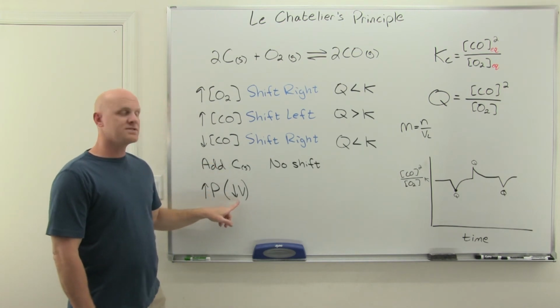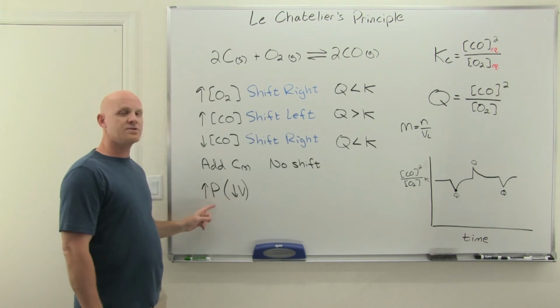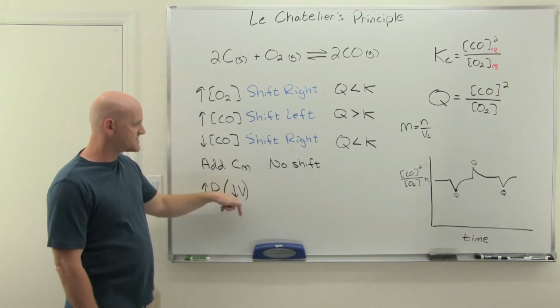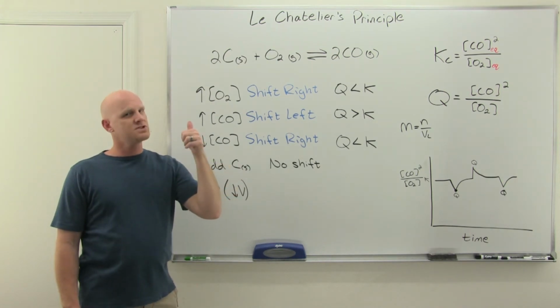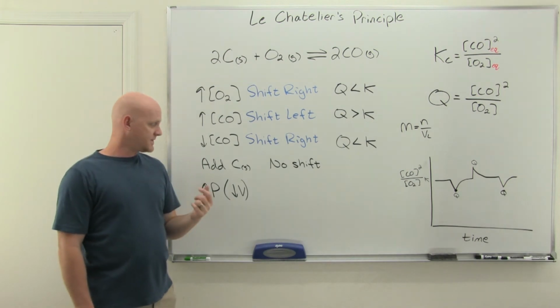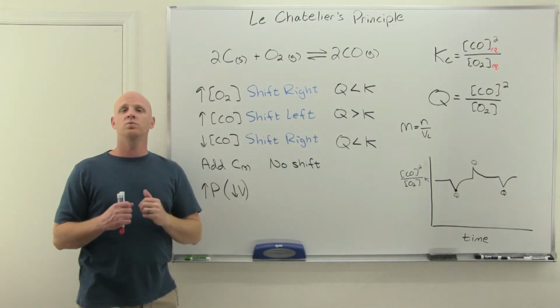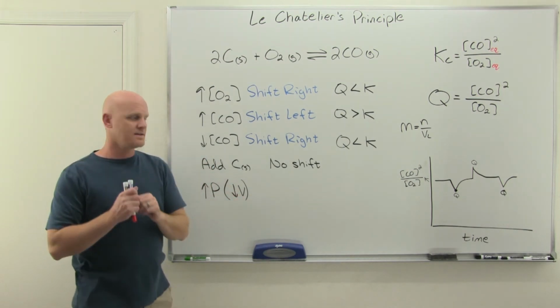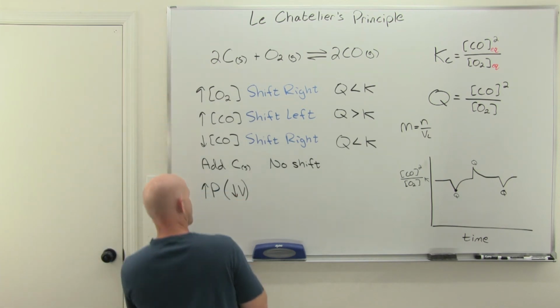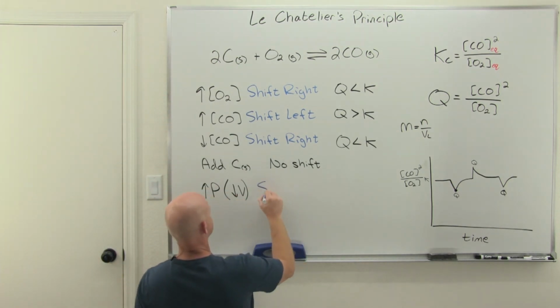And again, I like to usually look at this in terms of volume. Pressure and volume are inversely related. So increase in pressure, decrease in volume. Lower volume shifts to lower moles of gas. That's the way it works. If you got a lower volume, well, lower moles of gas would take up less space and be perfect for that. And so in this case, we're going to end up with a shift left.